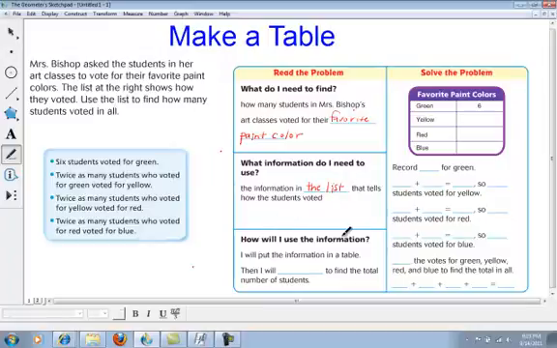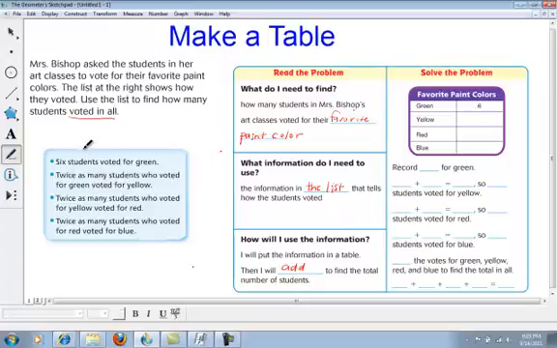How will I use the information? I will put the information in a table. Then I will add to find the total number of students. Once I know how many students voted for each color, I can add up all of their favorite paint colors to find out the total number of students who voted in all. So let's use our chart.